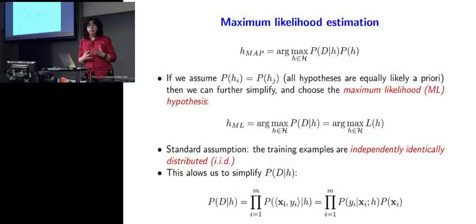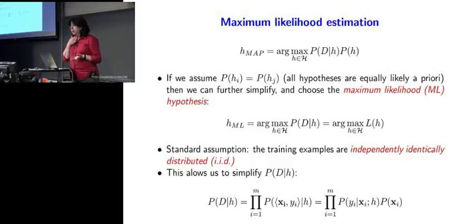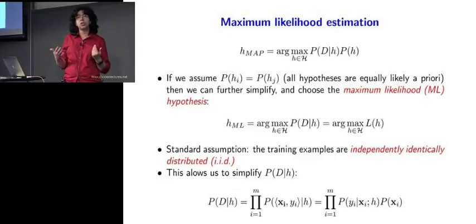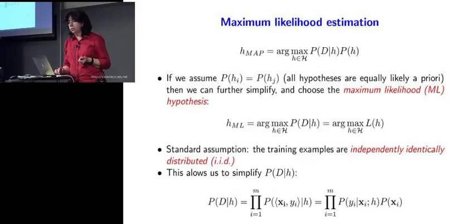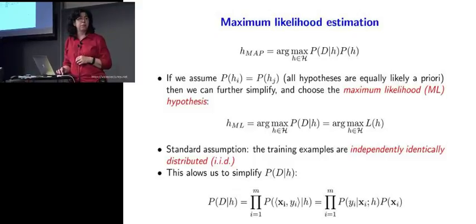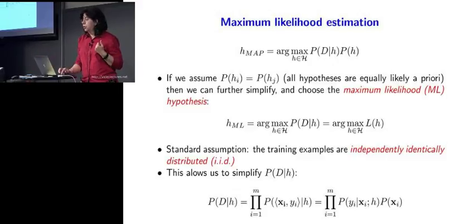Now, if we were to assume that all hypotheses are equally likely, then what we end up with is what's called the maximum likelihood hypothesis. That's the hypothesis that just maximizes the likelihood of the data. And if we are assuming that the examples are IID, we can further simplify this because P of D given H is just going to be a product of the probabilities of each example. So this further simplifies here.